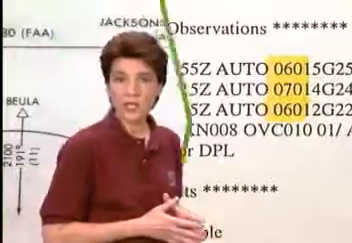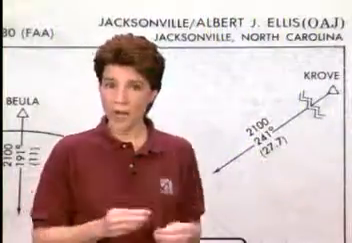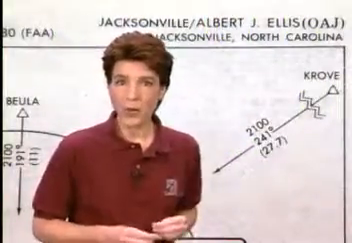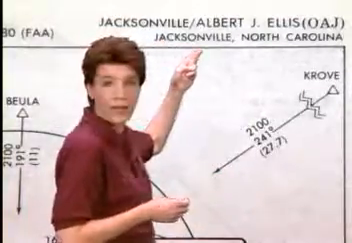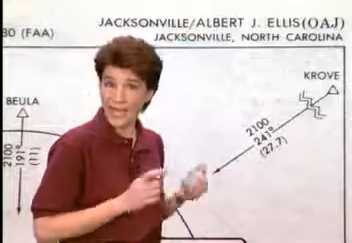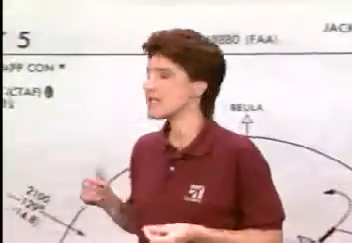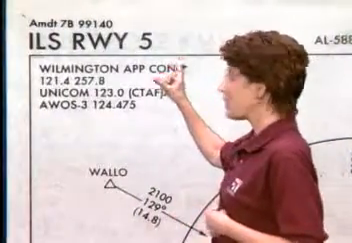So the first thing you want to do is make sure that you've got the right approach chart for the right airport. And we can see here at the top of the approach plate that we do have the approach for Jacksonville Ellis Airport, and it's the ILS Runway 5.